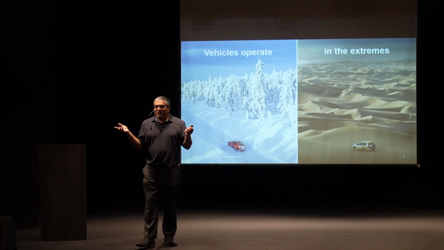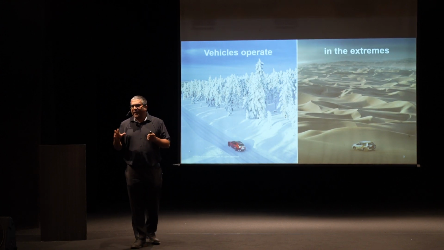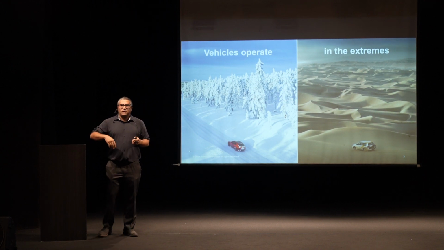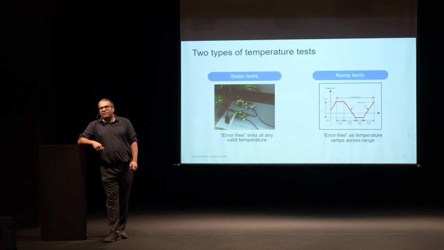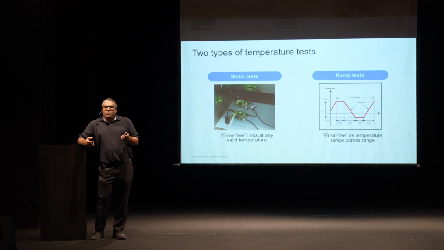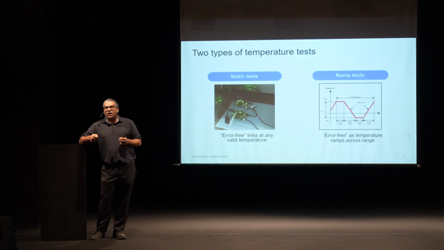This is nothing new. We know the car has to work in any situation, in high temperature, low temperature. And to make sure this is happening, we have a couple of tests that system people like us design. One is a static test. The way of doing the test is you put everything inside an oven, go to a certain temperature, and you are hoping that everything works fine, error-free. This is to make sure that when you turn off your car at any temperature, any place in the world, the car is stopped.